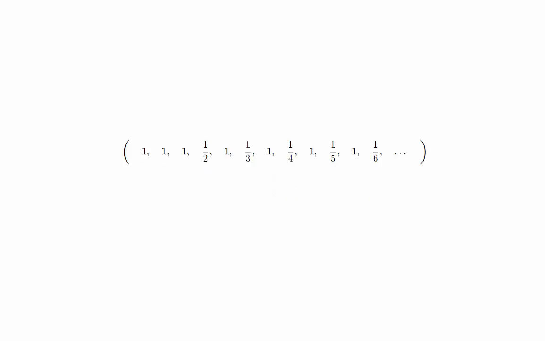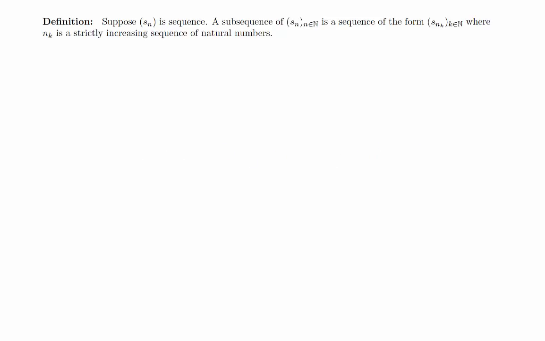In order to discuss this idea in general, we need to come up with a notation to indicate the sequence and the subsequence. There are a number of ways to look at it, but we will focus on the subscripts. Definition. Suppose S sub n is a sequence. A subsequence of S sub n is a sequence of the form S sub n sub k, where n sub k is a strictly increasing sequence of natural numbers. In the definition, we have explicitly indicated the indexing variable to avoid confusion. The original sequence is indexed by the letter n, and the subsequence is indexed by k.